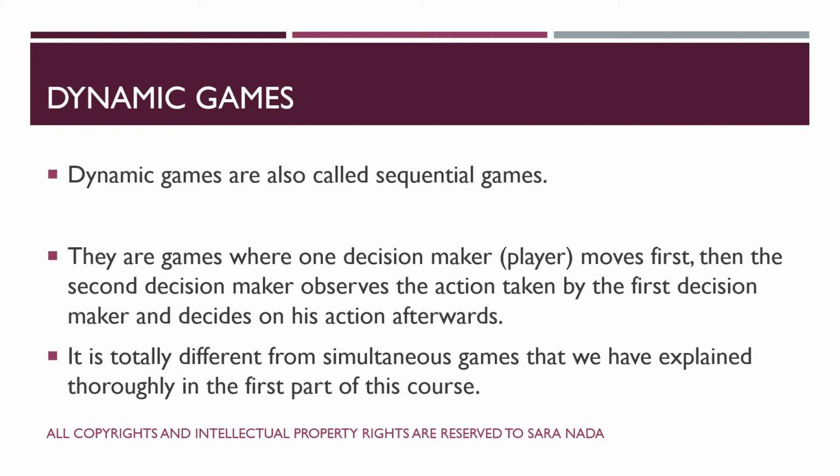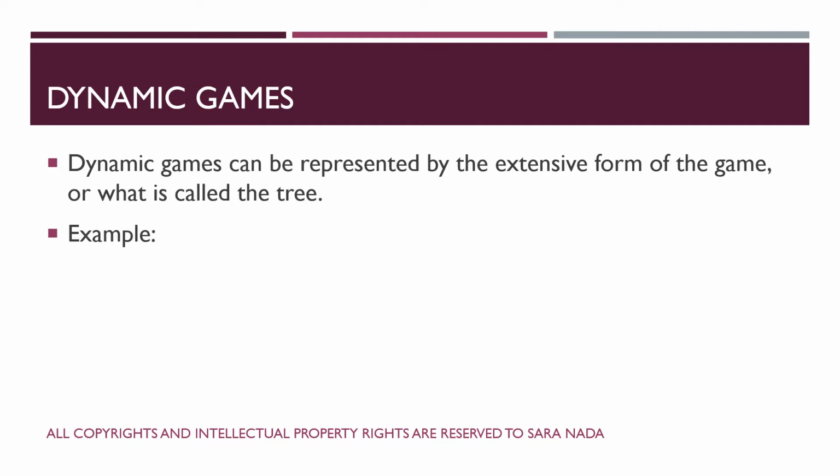This is totally different from simultaneous games that we have explained thoroughly in the first part of this course. Dynamic games can be represented by the extensive form of the game or what we call simply the tree. So, in order to represent a dynamic game, we call its representation extensive form or a tree. What is this form? It is just a drawing like a tree. So, let's draw this and see if you can clearly get the point.